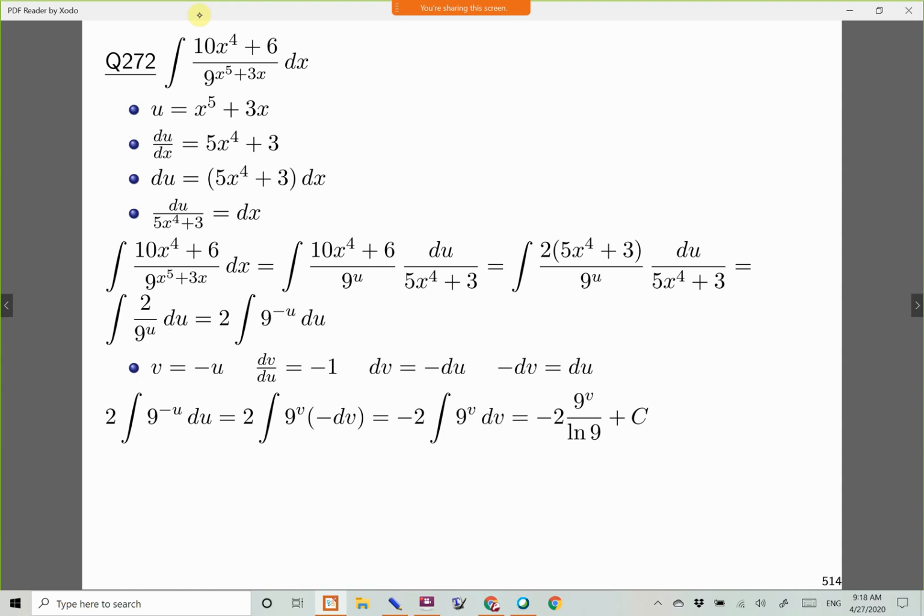So this is the stage, going from here to here, where we found an antiderivative, and now we're not done because the original question didn't have v, so we should replace v with negative u: negative 2 times 9 to the negative u over ln of 9 plus c. But the original question didn't have u either, it had x's, so let's go back and replace the u with x to the fifth plus 3x. Due to order of operations, that replacement needs to be in parentheses. Or if you want, you can distribute this minus sign, but I think it's easier to spot what's happening just to write negative and then replace what u was in parentheses. So the final answer: negative 2 times 9 to the power negative quantity x to the fifth plus 3x, with ln of 9 in the denominator, and then plus the c afterwards.